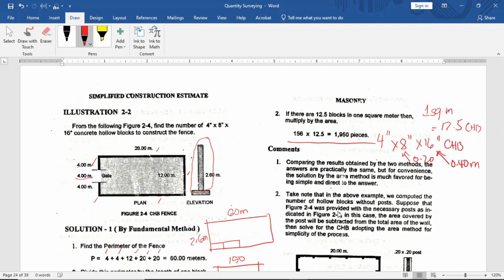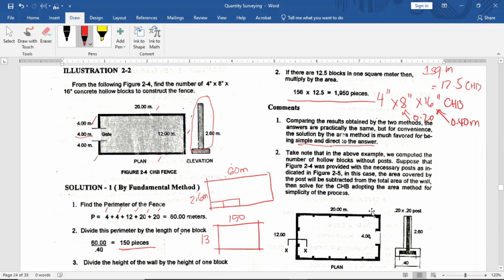So there are comments comparing the results obtained by the two methods. The answers are practically the same, but for convenience, the solution by the area method is much favored for being simple and direct to the answer. So mas madali na gamitin yung by area method. So yan yung gagawin natin. So take note that in the above example, we computed the number of hollow blocks without posts.